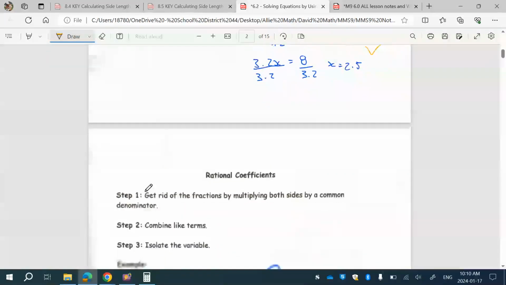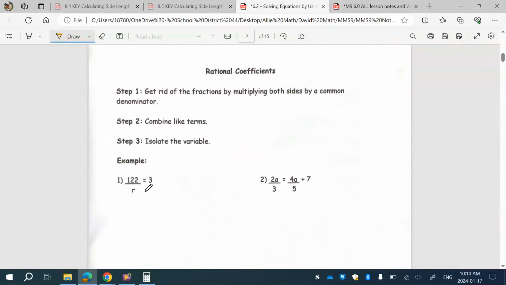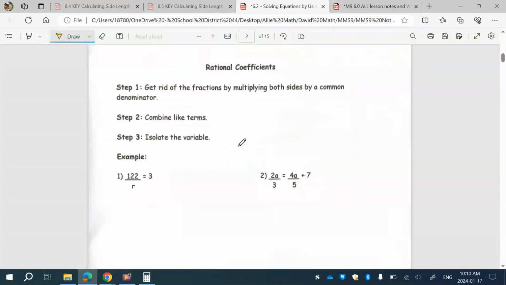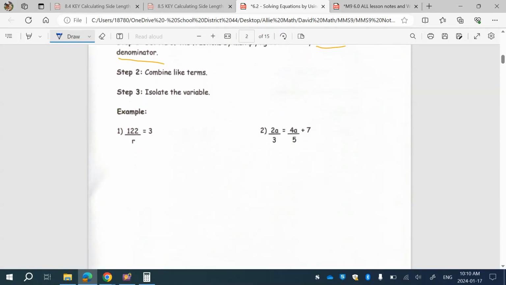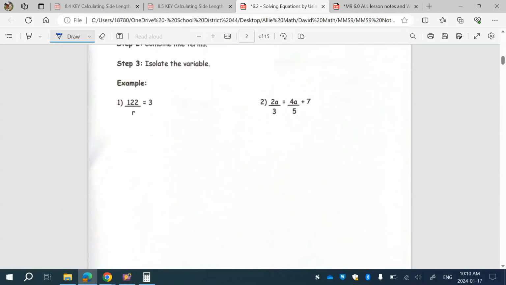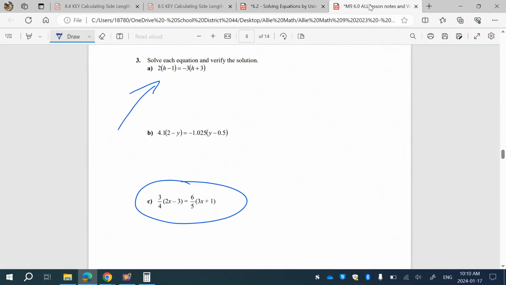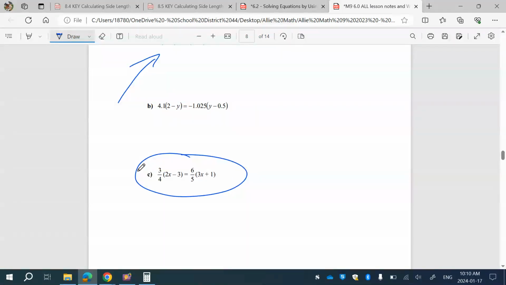The next part is looking at rational coefficients. Fraction coefficients. What we need to do to solve these is get rid of the fractions by multiplying both sides by a common denominator. Okay. Next step, combine like terms and isolate the variable. So we have to think back to fractions a little bit. And this first one is a little bit more straightforward. I'll show you what that looks like. But this number 2 can be a doozy. And I will also go over that with you in person when we get to a question like this.